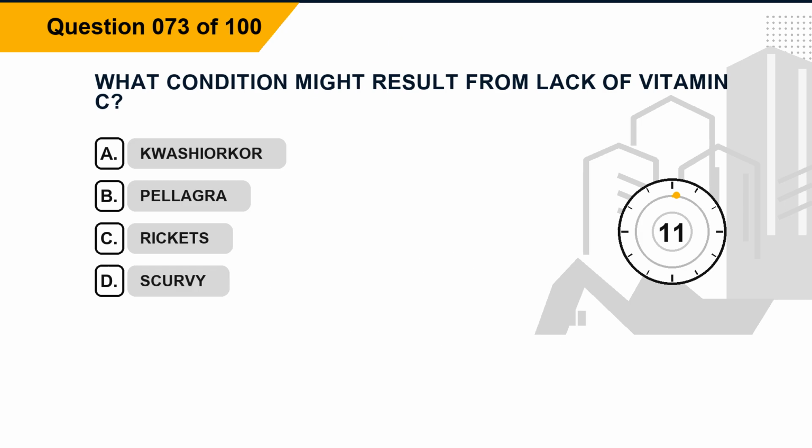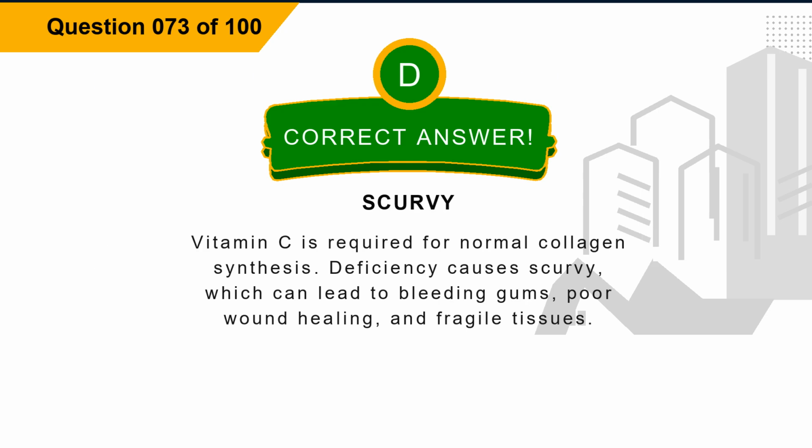Question 73. What condition might result from lack of vitamin C? Option A, kwashiorkor. Option B, pellagra. Option C, rickets. Option D, scurvy. The correct answer is option D, scurvy. Explanation. Vitamin C is required for normal collagen synthesis. Deficiency causes scurvy, which can lead to bleeding gums, poor wound healing, and fragile tissues.